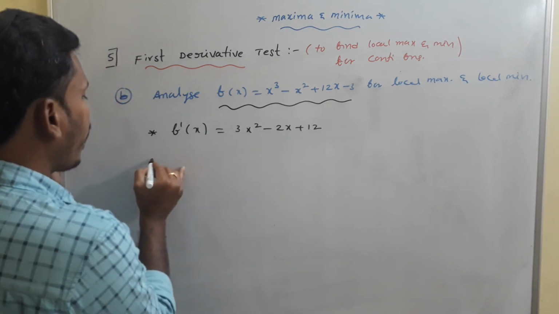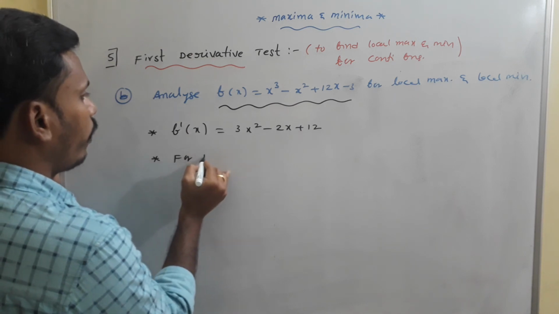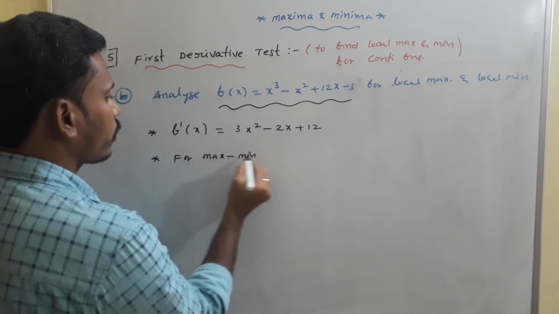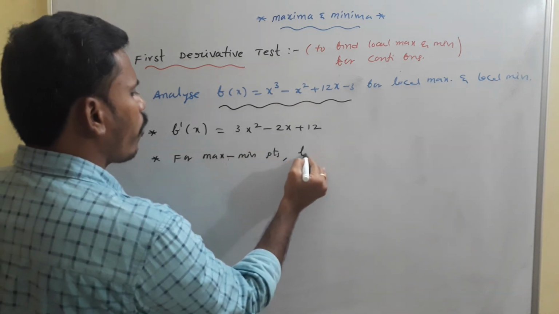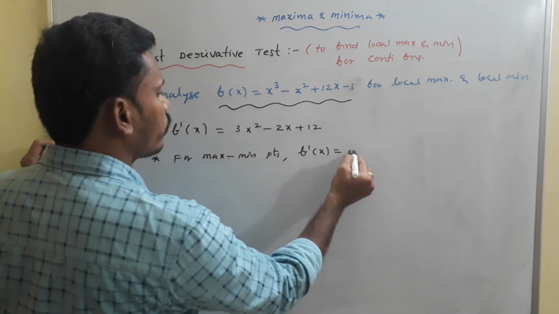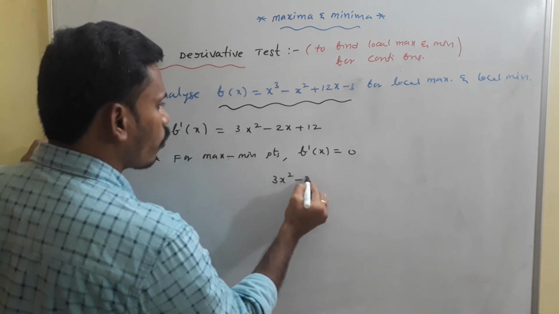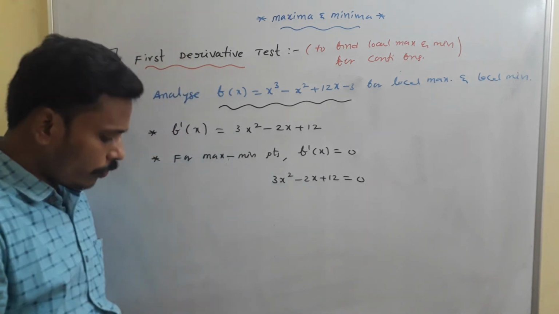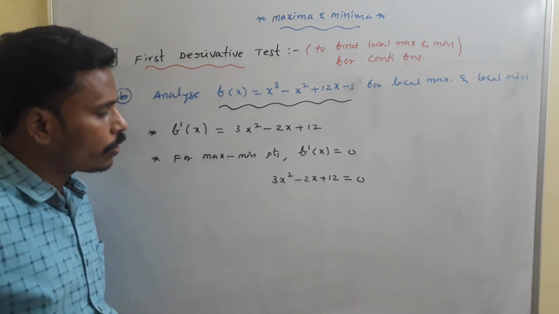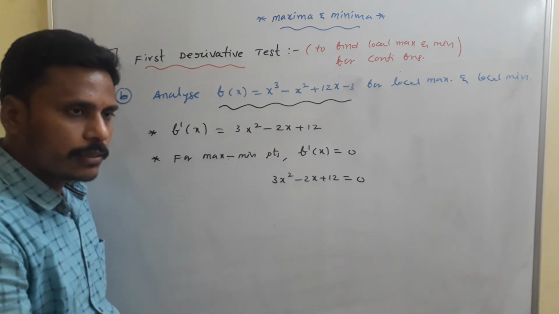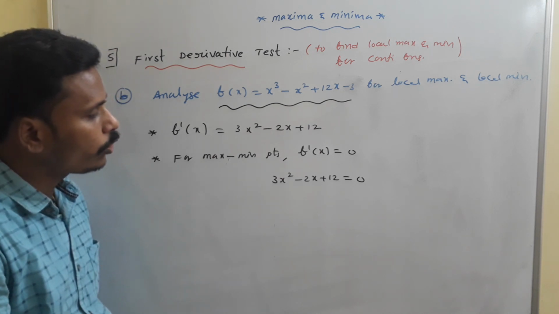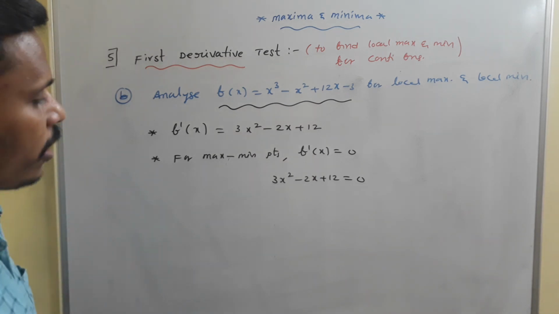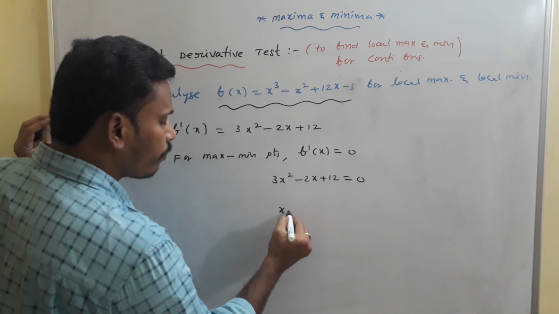For maxima minima points we need to equate f dash of x to 0, and from there 3x square minus 12x plus 12 is equal to 0, right? So we need to find the values of x. How can we solve this? 12 times 3 is 36. Okay, here we have only 2, so usual factorization won't help here. Just go with the formula method.